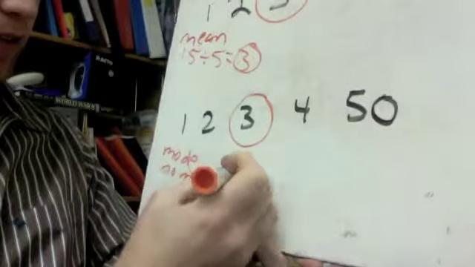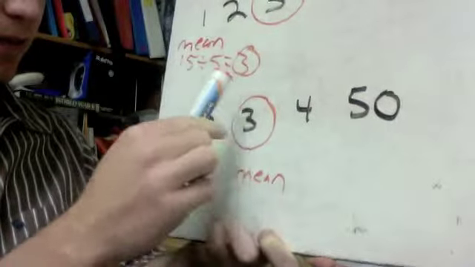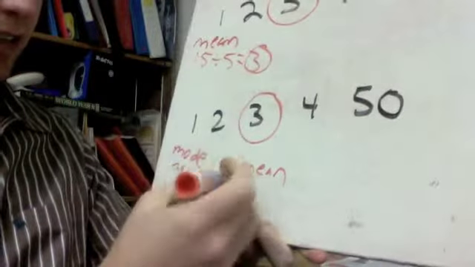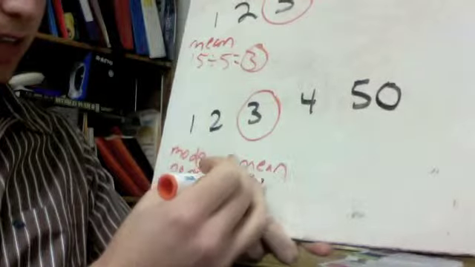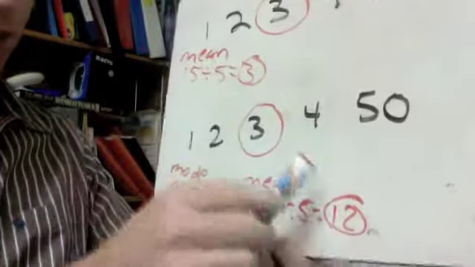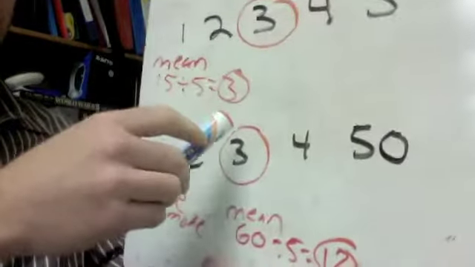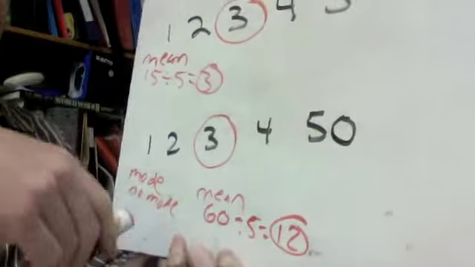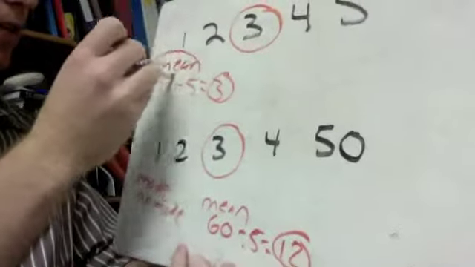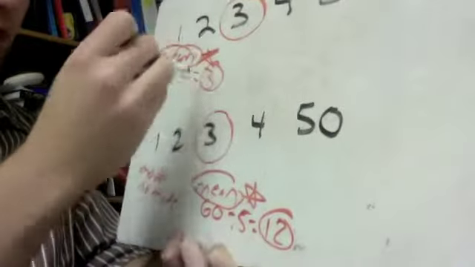Down here, if we're going to do the mean, we have 1 plus 2 plus 3 plus 4 plus 50, which is 60, divided by 5, which is going to be 12. That's a pretty big difference between means. Having an average of 12 and having an average of 3 is quite a bit different. So the mean is definitely going to be affected big time by the outlier.